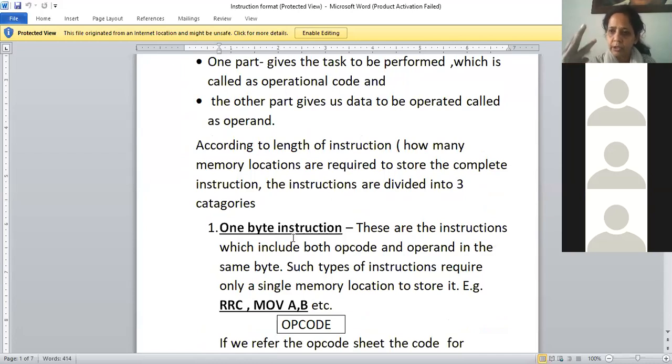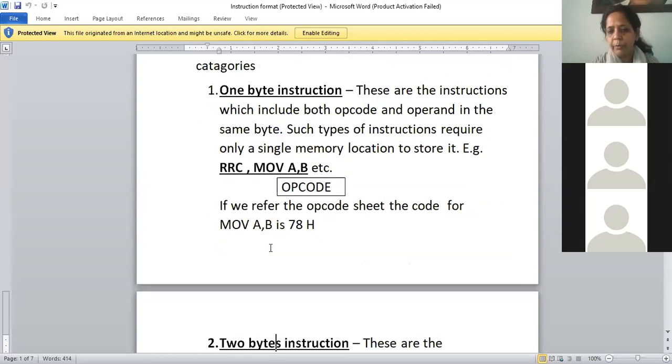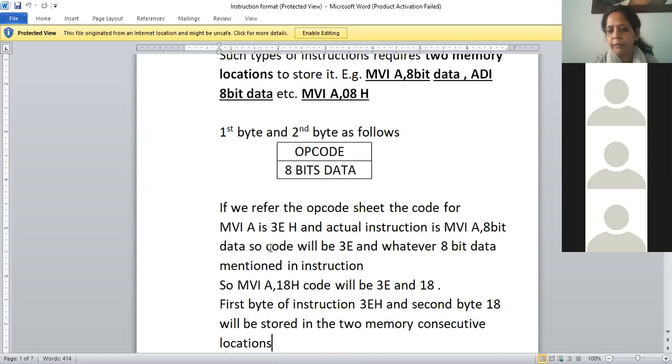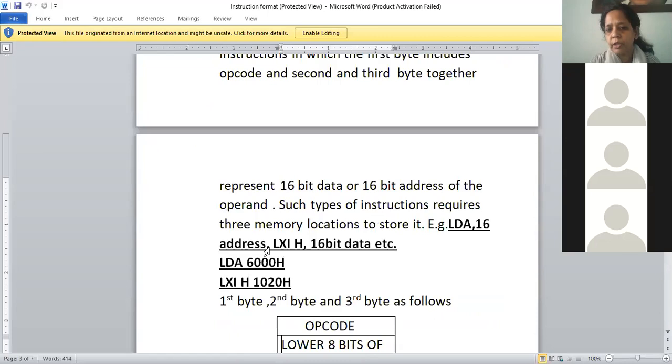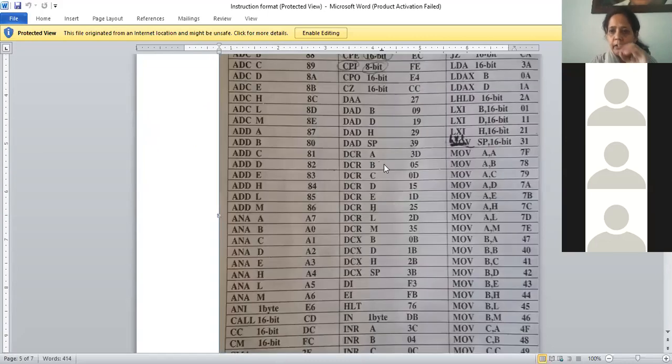Many times you need 3 hex codes, that is a 3 byte instruction, and many times you need only 1 byte, that is 1 8-bit code to represent that particular instruction. So 1 byte, 2 byte and 3 byte instructions are the different types of instructions according to the length of the instructions. In order to convert the assembly language into the codes, we use such a sheet which is called the opcode sheet.